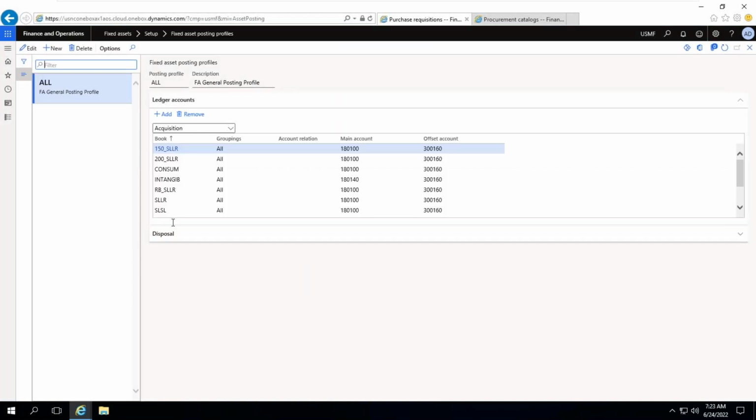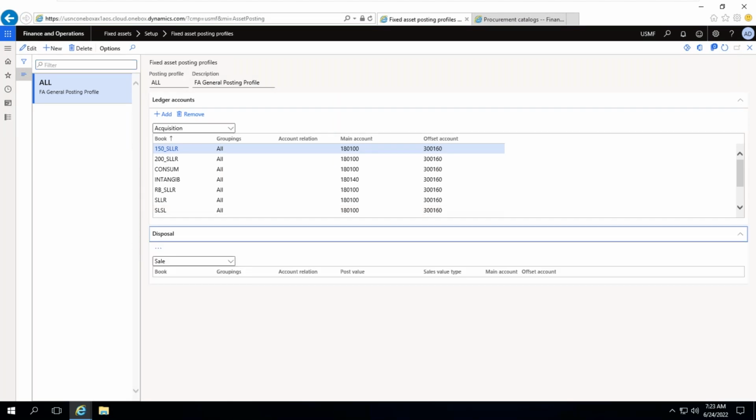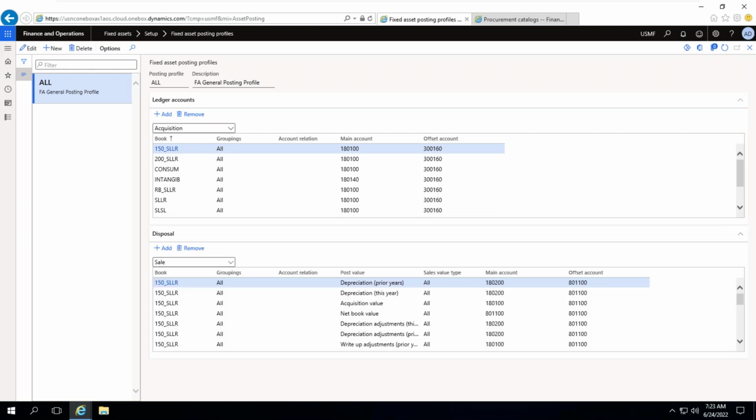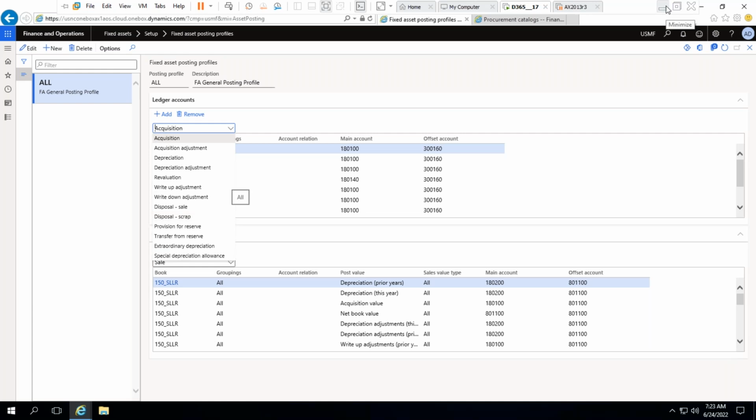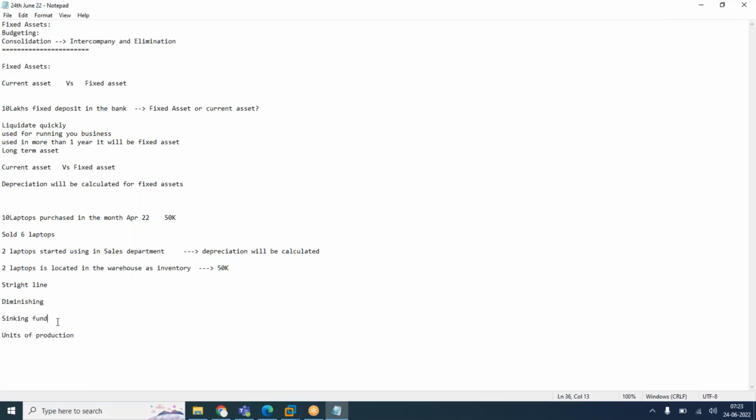Okay, 1 second. It is a little bit slower. Please bear with me. It is provision for reserve. That is called provision for reserve.